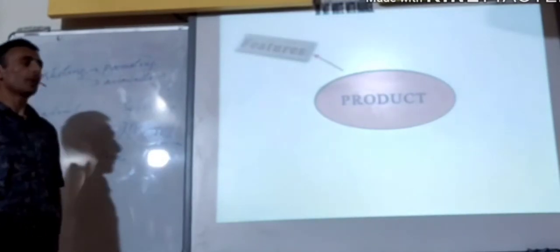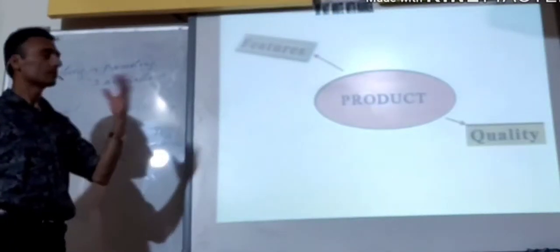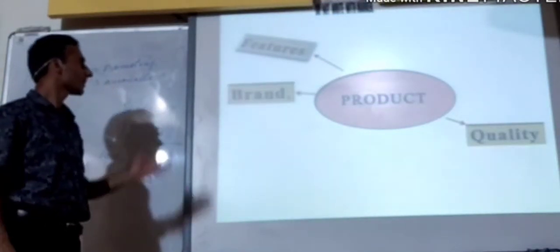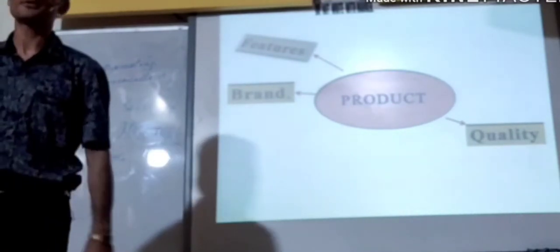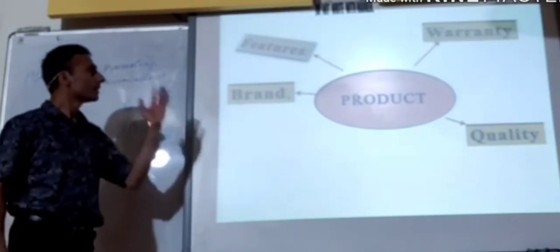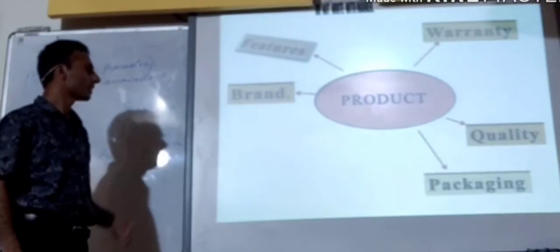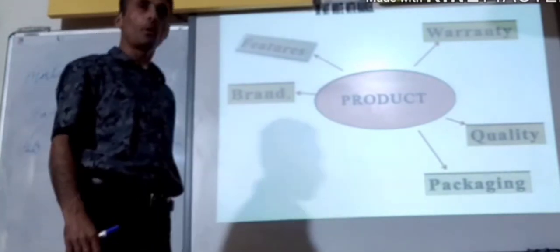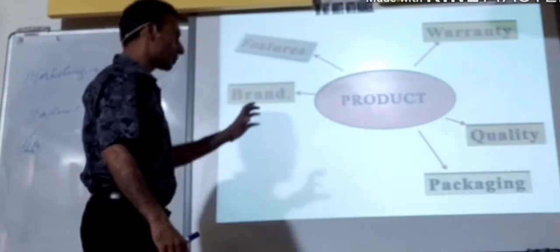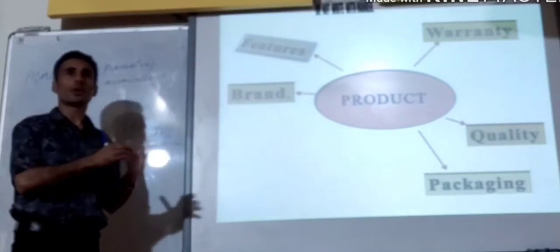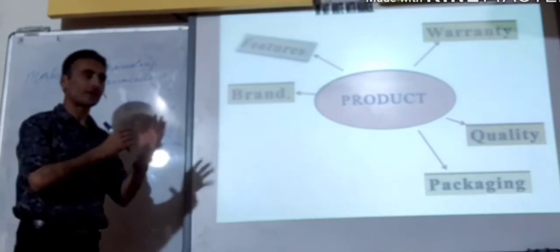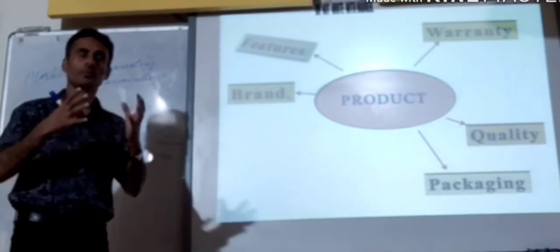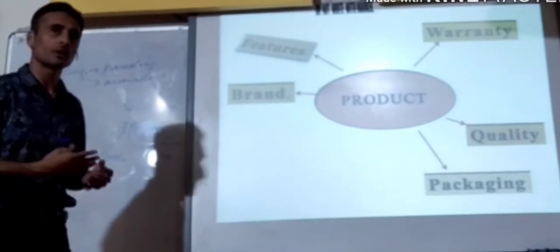So what are the things included in the product? Features, right? Quality, brand. You know, when you purchase a product, yes, you look for the brand. Warranty, packaging. Packaging is very important in order to protect the product and for easy handling of the goods. Packaging means a container in which the product or goods is made available to the consumer.